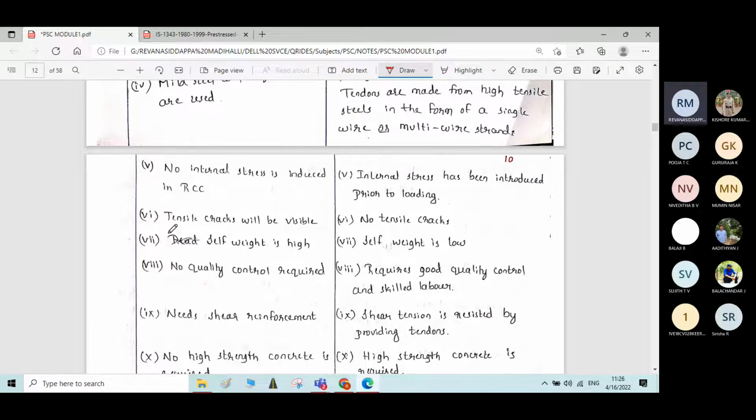Then coming to crack propagation, tensile cracks are visible. There is more probability of occurrence of cracks in case of RCC members, but the probability of cracks in PSC members is very less. Almost no tensile cracks. Coming to the self-weight, an RCC member is heavier compared to a PSC member, because in PSC we use high strength concrete. As we are using high strength concrete, it requires low volume of concrete to counteract the external loads. That low volume results in low self-weight.